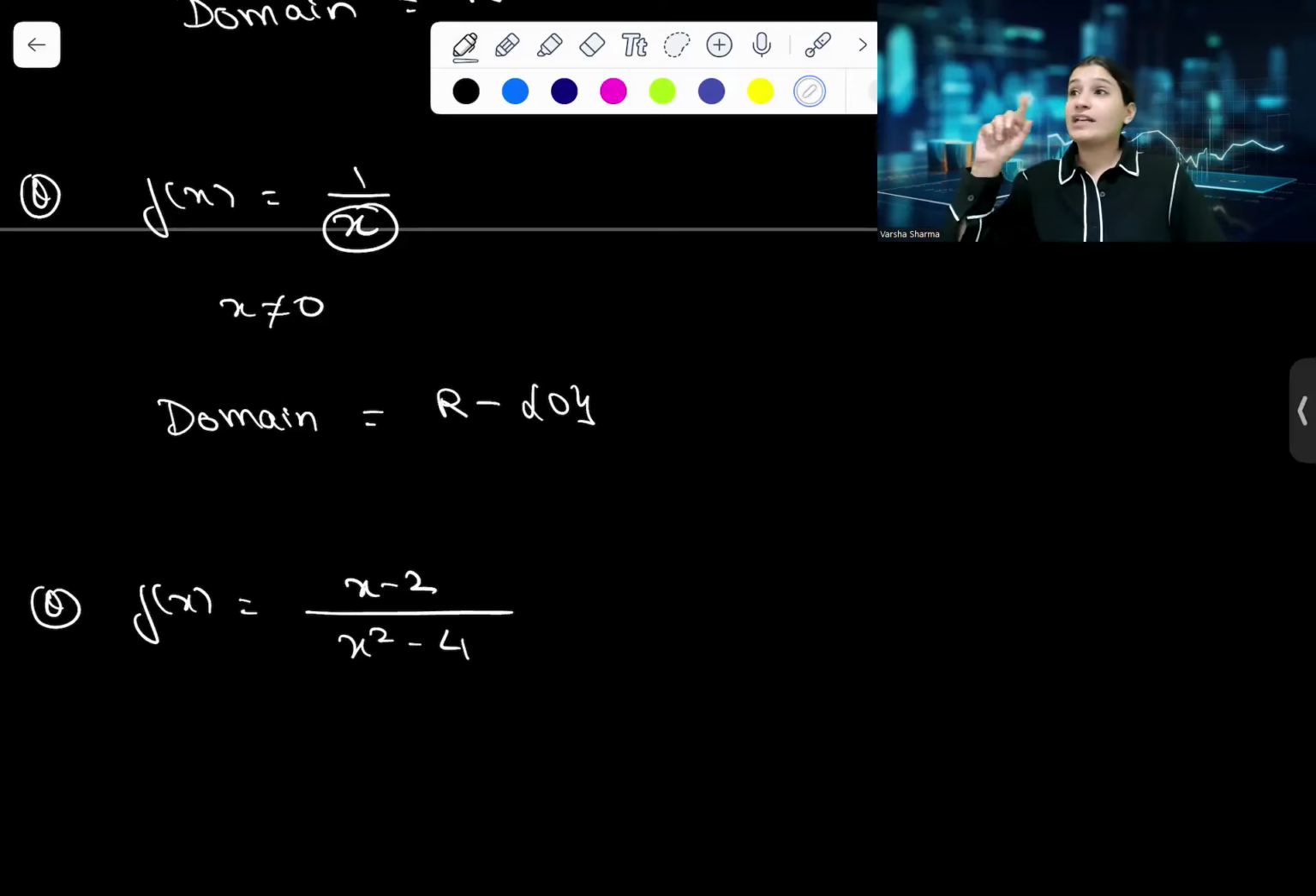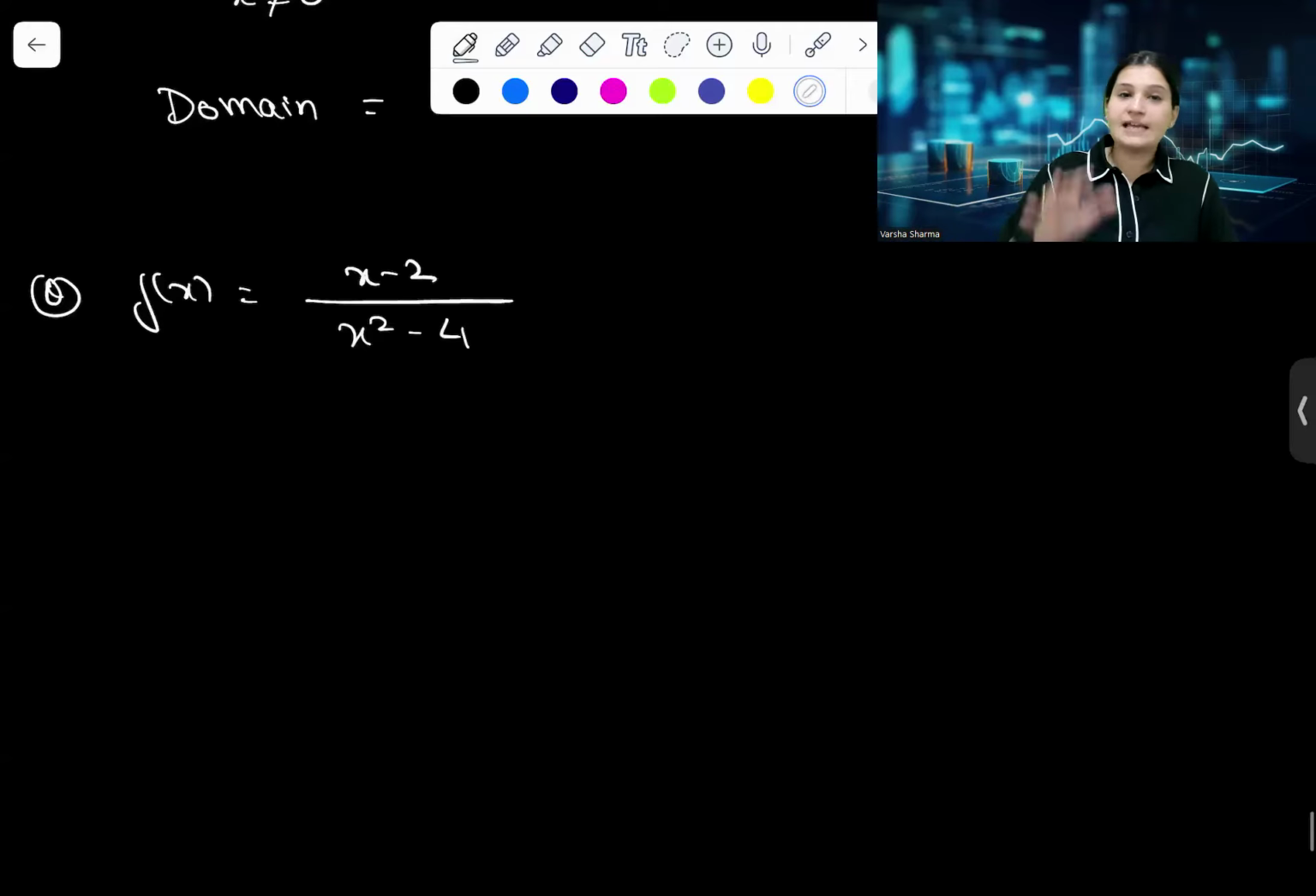But while finding range, range is the answer. In the answer, do we ever write 2 by 12? No, we write 1 by 6. So while writing the range, I will always have to simplify. But while writing domain, you need to take the equation as it is. You can't simplify. So in domain, we use the function as it is. If the same question would have come for range, I would have simplified. Understood?